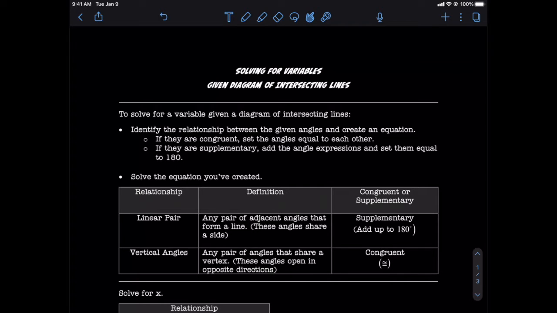Now there's a lot of different relationships between angles. In this video, we're going to keep things basic. We're only going to look at two relationships: linear pairs and vertical angles. The table you see on your screen tells us everything that we need to know.